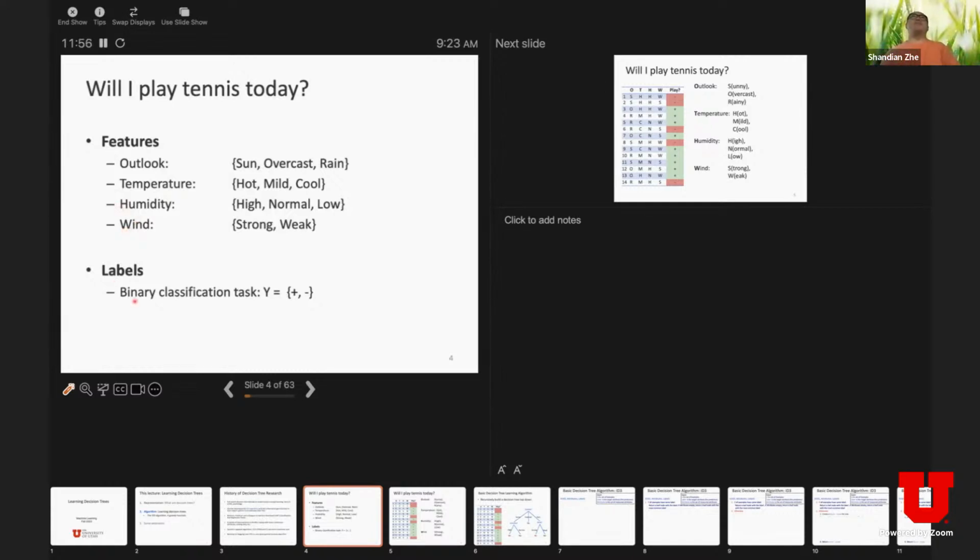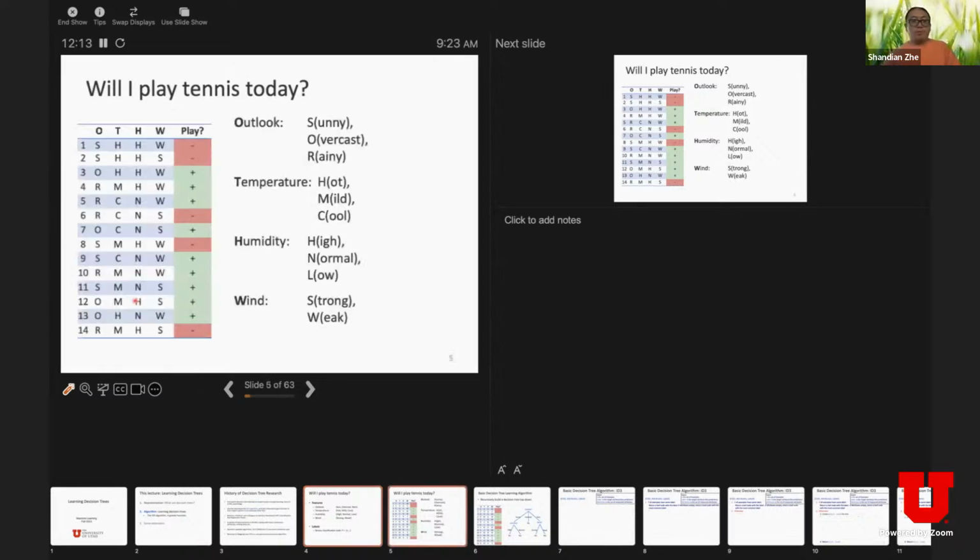And for labels, this is a binary classification task. So we have a positive label, meaning that I'm going to play tennis, and a negative label, I stay at home. Is everyone clear about this setting?